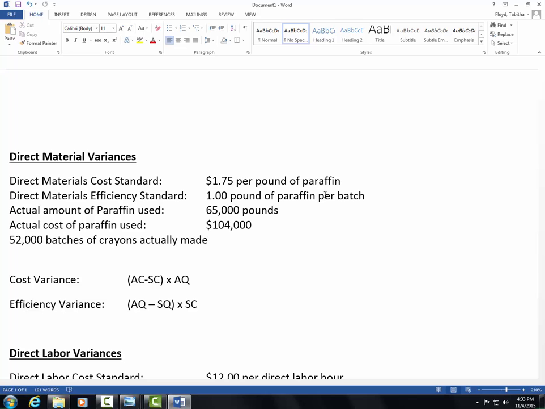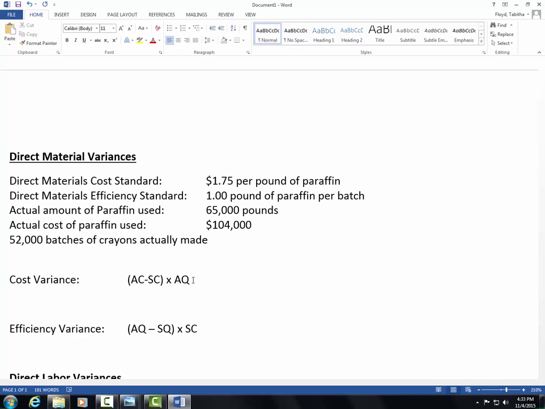Now let's see what it actually took. Our actual amount of the wax used was 65,000 pounds. We actually paid $104,000 for that wax. We made 52,000 batches of crayons. So let's compute our cost variance and our efficiency variance. I have the formulas here.